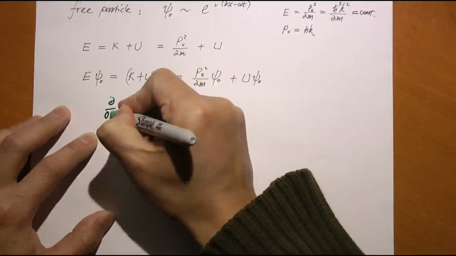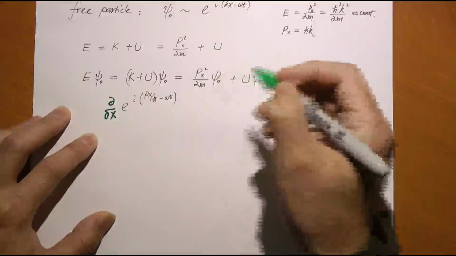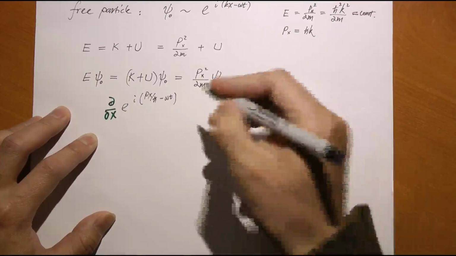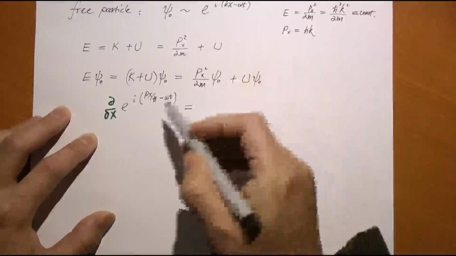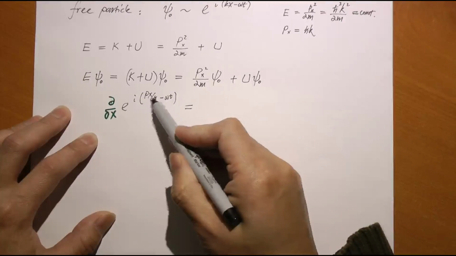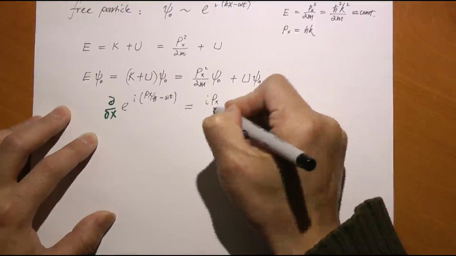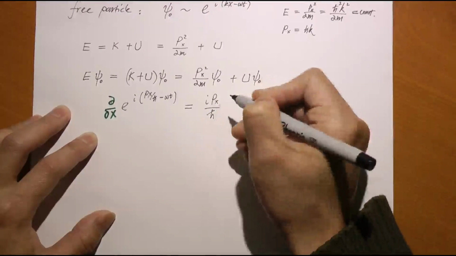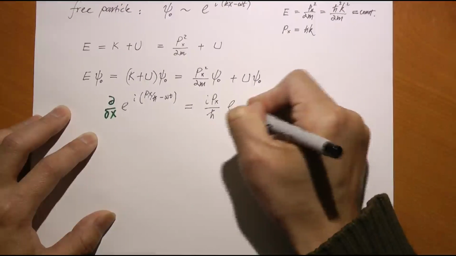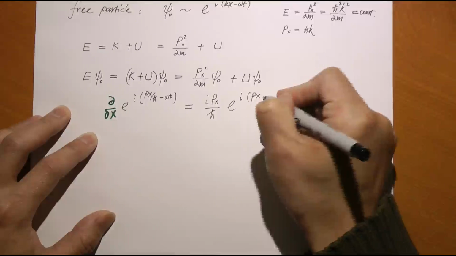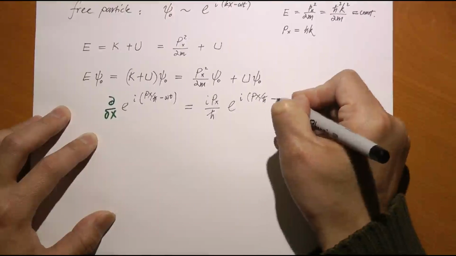Partial x. Okay? And then if we did that, just like I said, you're going to be able to take that p down, in fact, along with i and h bar. So you got i p x over h bar. And then you have the same wave function, e to the i(p x over h bar x minus omega t).